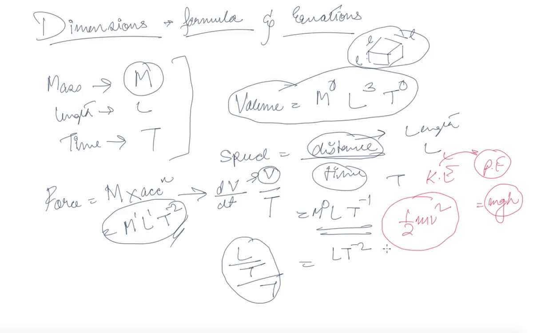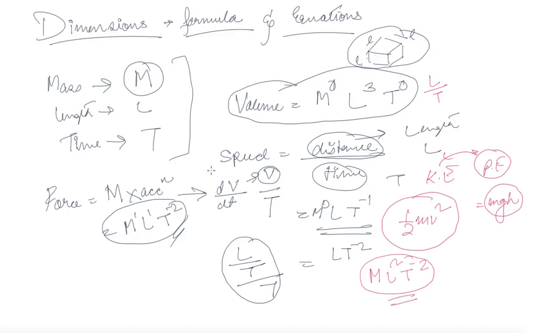Half m v square, the dimension will be mass into velocity square. We know velocity is nothing but length divided by time. So velocity square becomes length square into time inverse square. So this is your dimension of kinetic energy, or simply say energy.